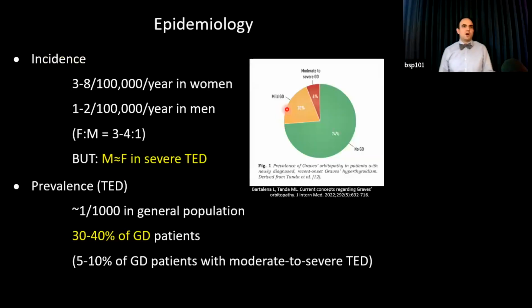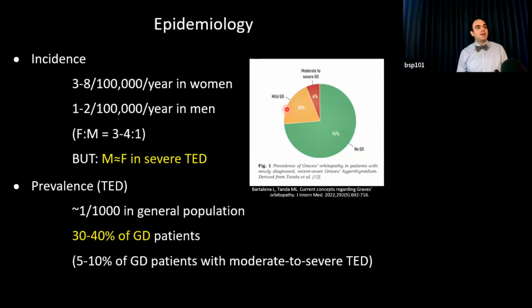So in terms of epidemiology, for us, it's common. We see it all the time, multiple times a day, but it's not a particularly common disease in the population. Roughly about 5 to 10, or 3 to 8 per 100,000 in women, less common in men. The female to male ratio overall for Graves' disease is about 4 to 1. But when you get to severe, proptotic, compressive thyroid eye disease, men are just as common as women, and the prevalence, because people tend to live with this for a long time, is about 1 in 1,000.